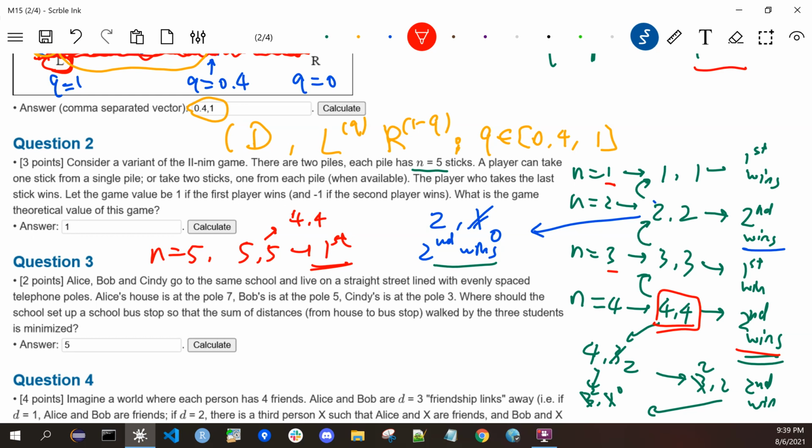There's a winning strategy. So basically, to summarize this, when n is even, then the second player always wins, so the value is -1. And when n is odd, then the first player has a winning strategy. So the answer here, when n is 5, is 1.